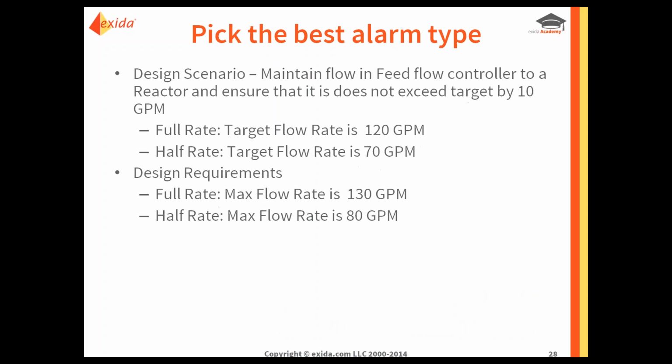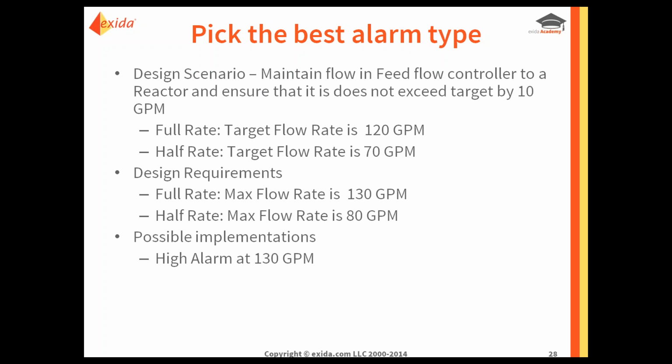If we factor in the targets, we know that we'll need an alarm to prevent the flow rate from going above 130 gallons per minute for the full rate scenario. And for the half production rate scenario, we'll need something that prevents the flow from getting above 80 gallons per minute. So what would be the best scenario?